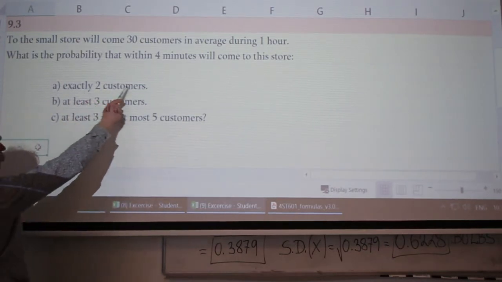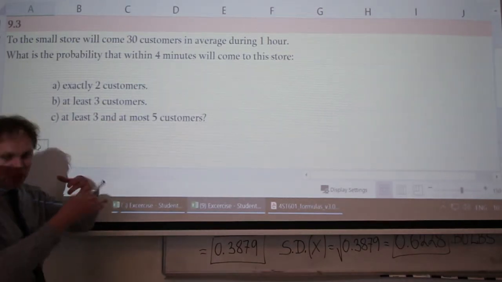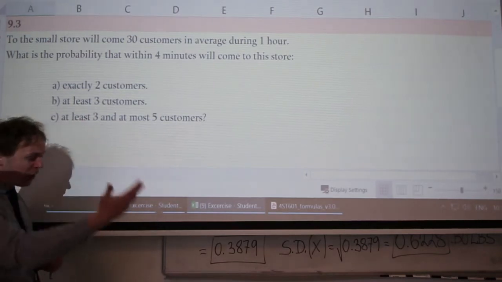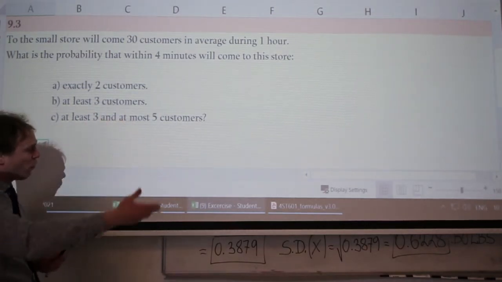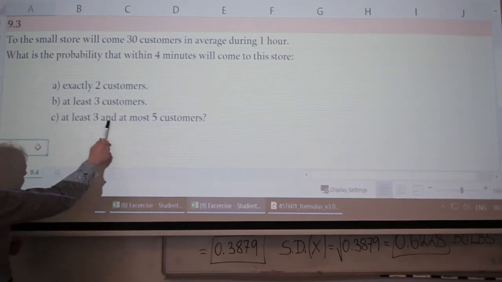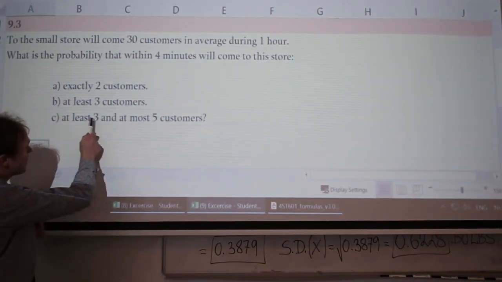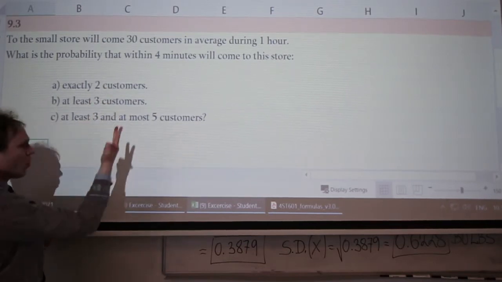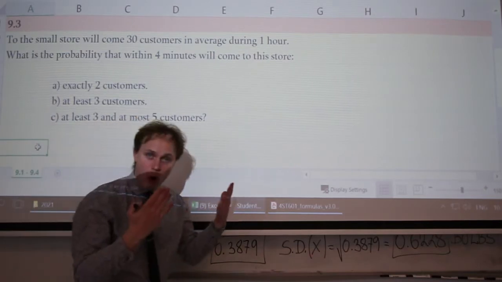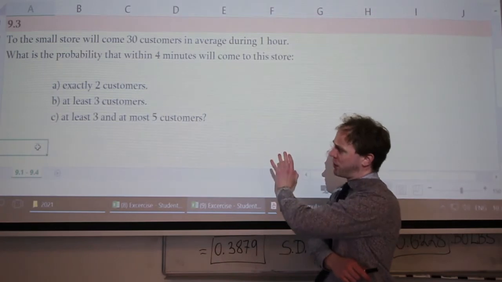Exactly 2 means that random variable x will be equal to 2, exactly. At least 3, what does it mean? Either 3 or 4 or 5 or 6 or more customers. And at least 3 and at most 5 means that you will be happy if you see 3 customers or 4 customers or 5 customers, and that's all. So this is the structure of our example, and again I will rewrite everything on the whiteboard and we will solve this.